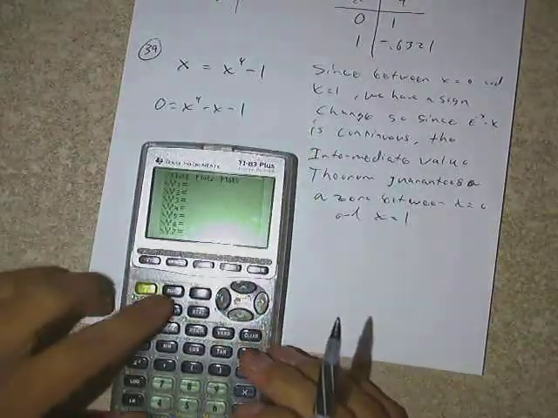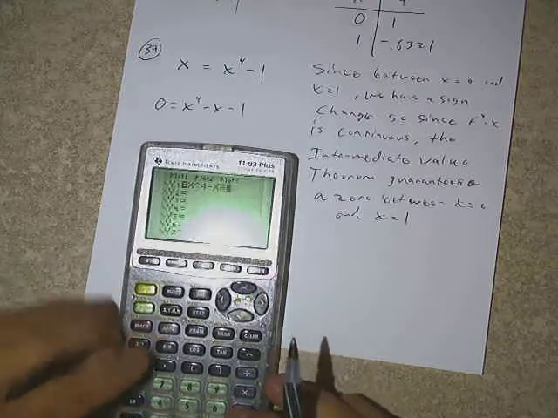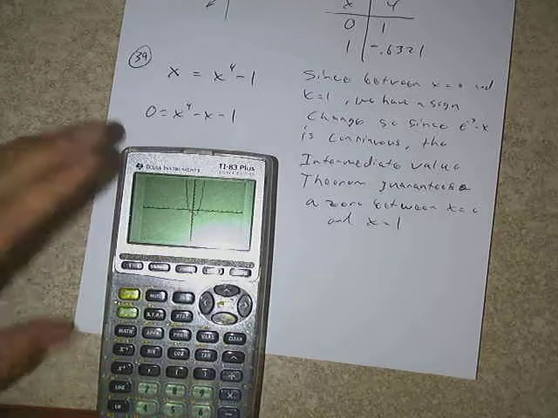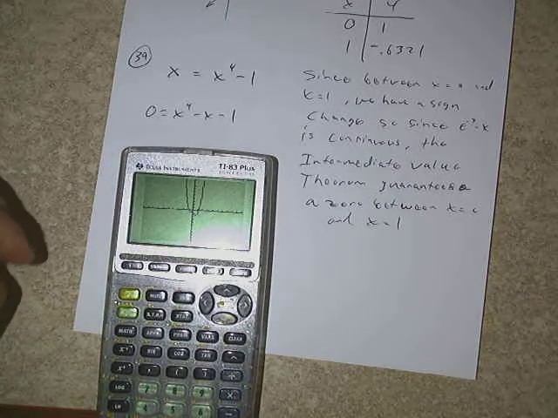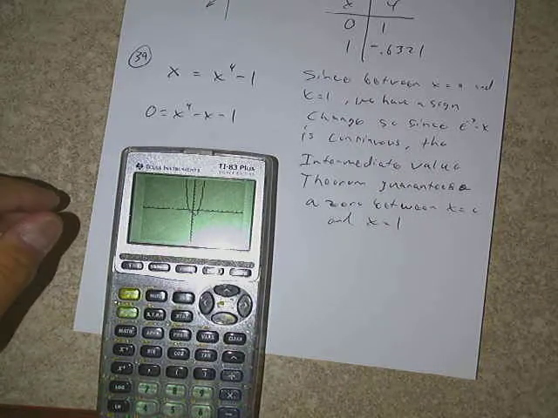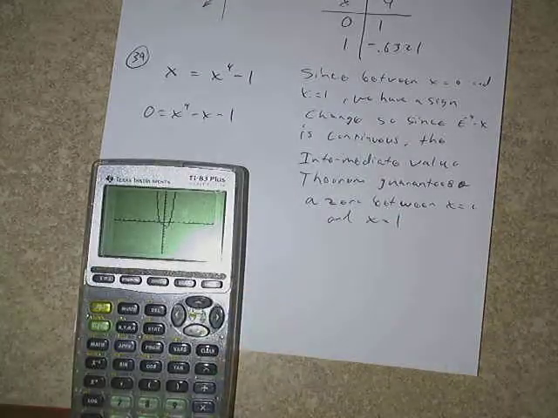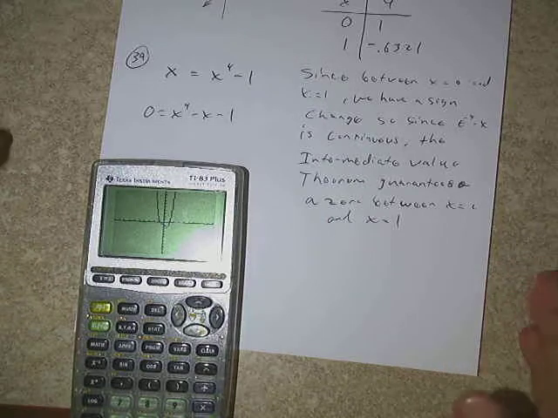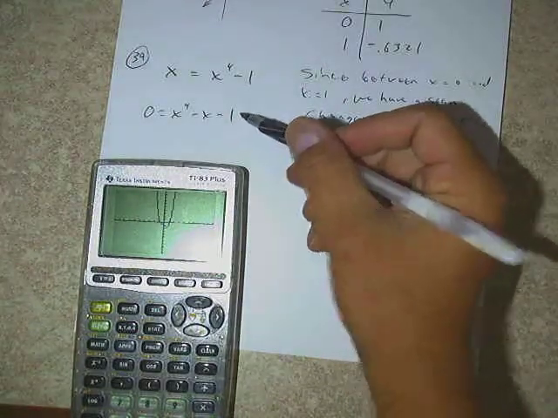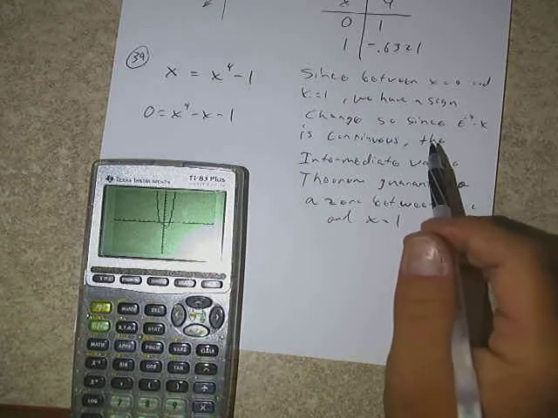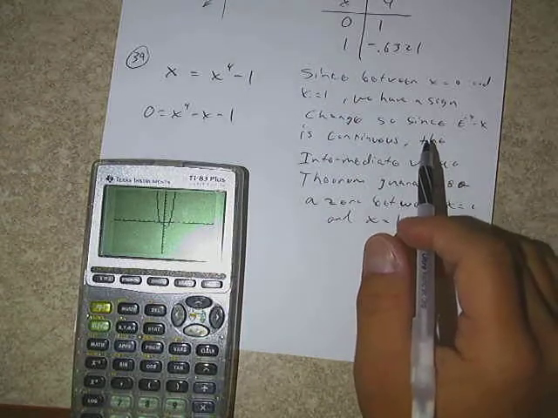So ultimately, since e to the negative x minus x is continuous, the intermediate value theorem guarantees what? Oops, guarantees, I should say. Guarantees a 0 between x equals 0 and x equals 1. So that would be a valid explanation.